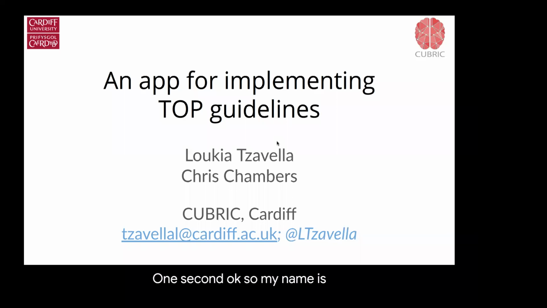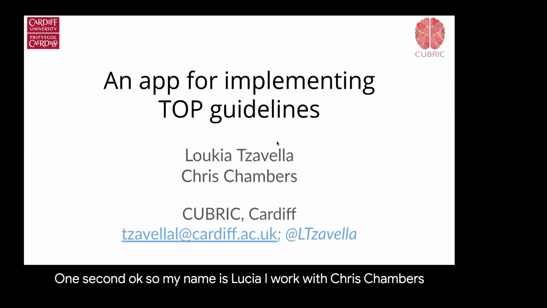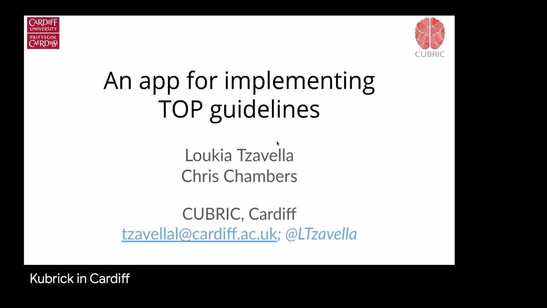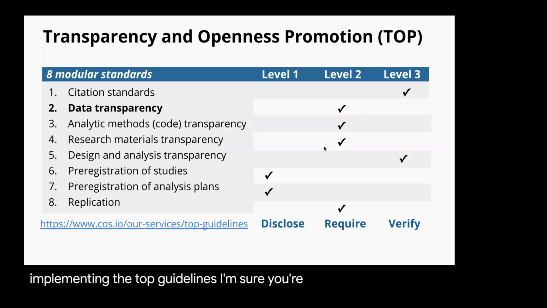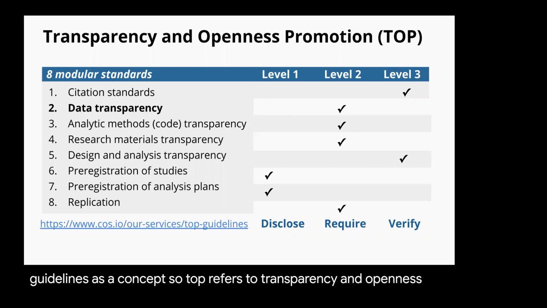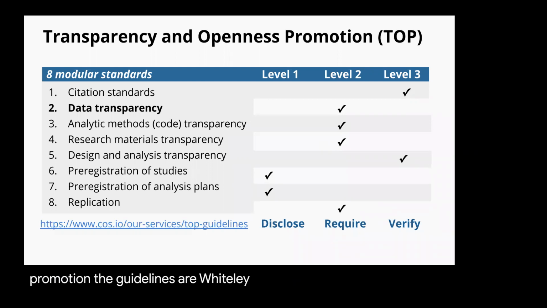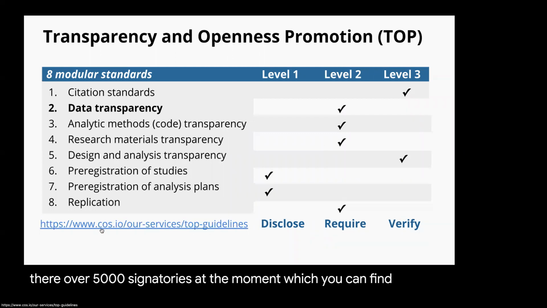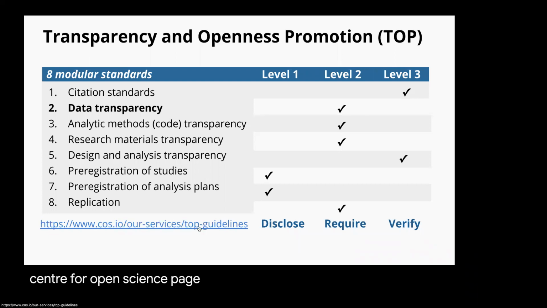My name is Loukia. I work with Chris Chambers at Kubrick in Cardiff, and we are currently developing an app for implementing the TOP guidelines. I'm sure you're all already familiar with the TOP guidelines as a concept. TOP refers to Transparency and Openness Promotion. The guidelines are widely adopted by journals and funders. There are over 5,000 signatories at the moment, which you can find on the Center for Open Science page online.